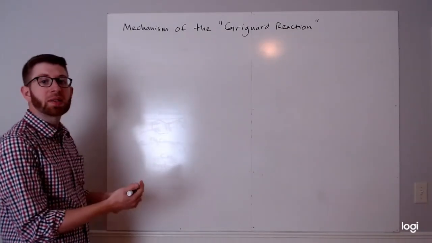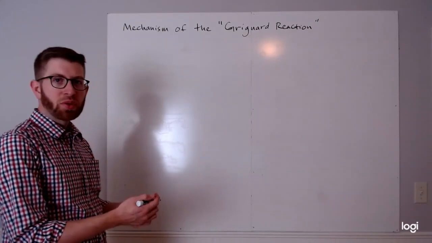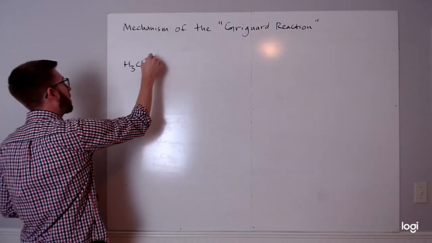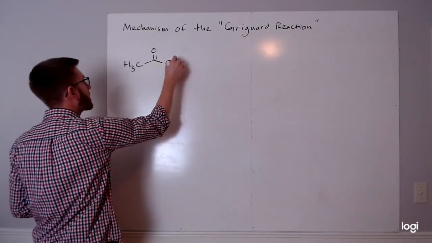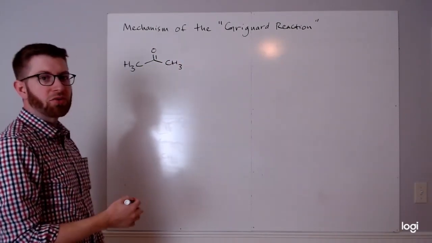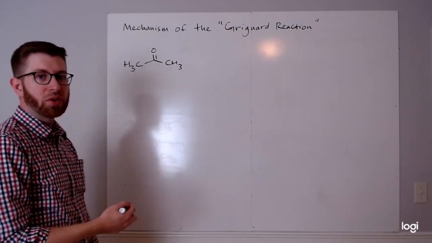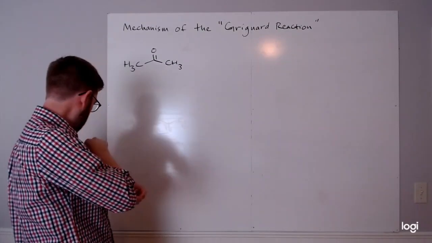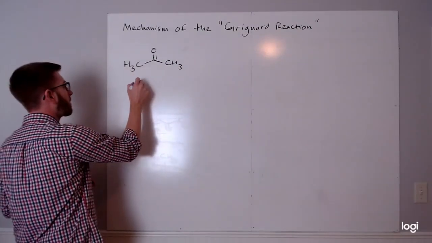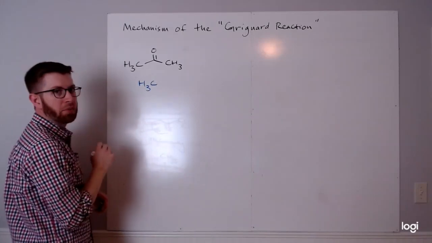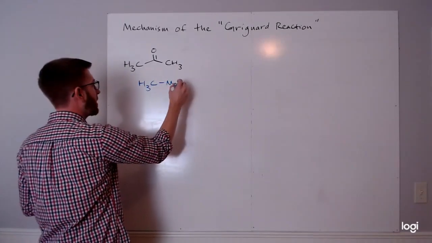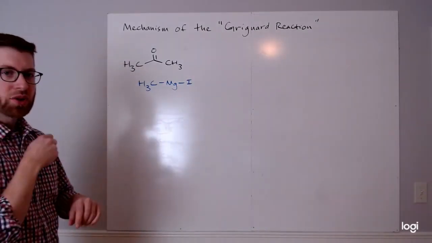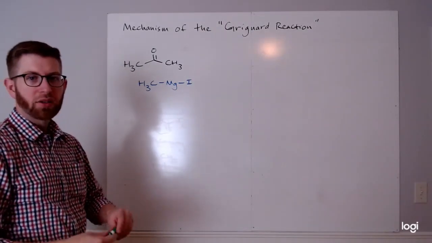So we'll choose a very simple ketone. We'll use acetone as an example. And we'll also think about a relatively simple so-called Grignard reagent. We'll use the same one that we used in video 1, where there's a methyl group, which I'm going to write in blue, bonded to a magnesium and an iodine. So those are my two reactants initially, and I want to think about how they'll interact with each other.